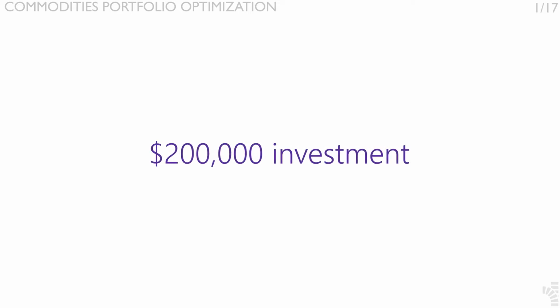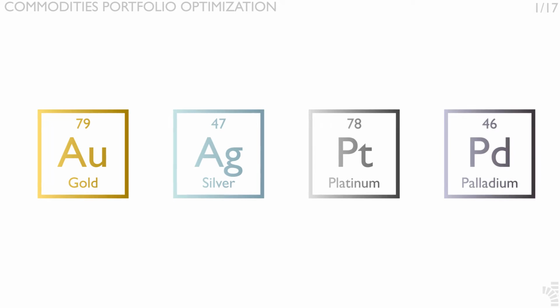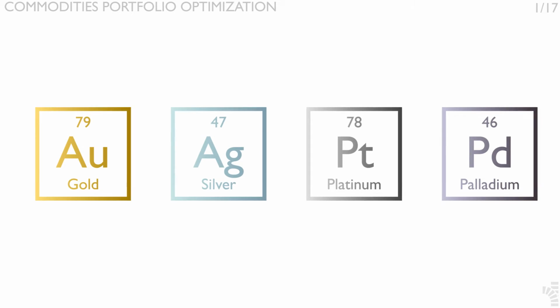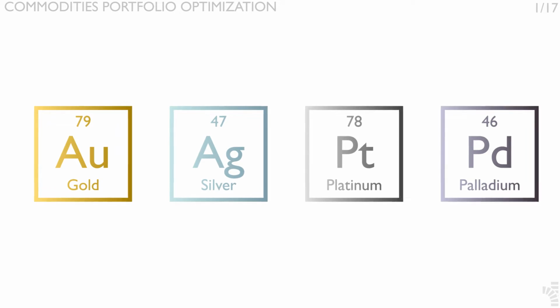Commodities portfolio optimization. The example presents an investor's decision. A man wants to invest $200,000 on a portfolio of 4 different metal commodities: gold, silver, platinum, and palladium. His portfolio horizon is of 2 years. He has not decided towards which type of risk profile he should lean.